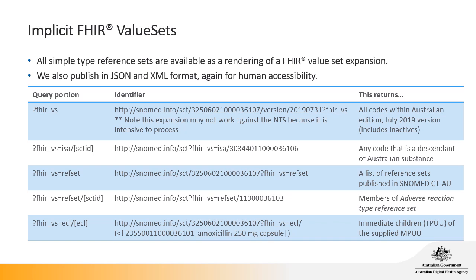This is an example of an implicit value set, which is referred to by the URI for the code system itself. SNOMED CT reference sets that are available as an implicit value set will be specified by adding a query portion to the SNOMED URI to define the scope of the content. This table shows examples of the types of implicit value sets that can be generated. We also publish value sets of simple type reference sets in JSON and XML format for ease of access.